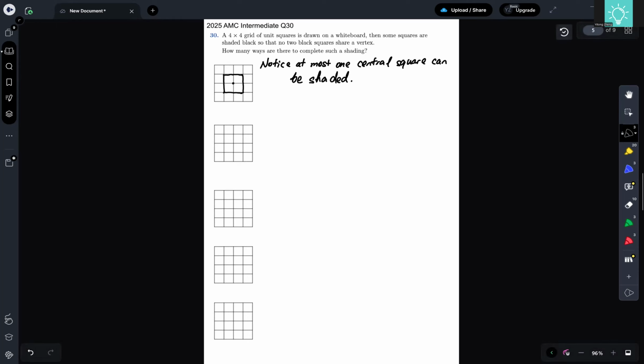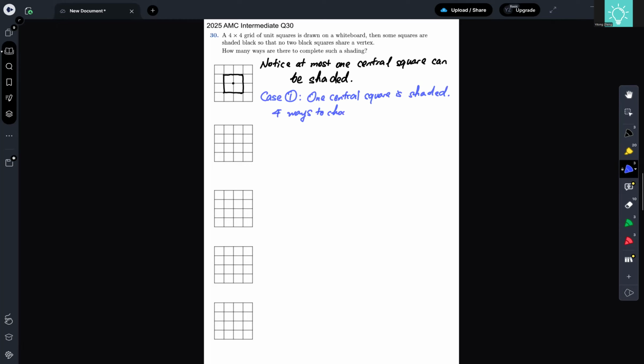So we can split it into two cases and we can discuss whether one central square is shaded or none of the central squares are shaded. So our first case, case one, is that one central square is shaded. How many ways can we do this? Well, there are four central squares. So there are four ways to choose that central square.